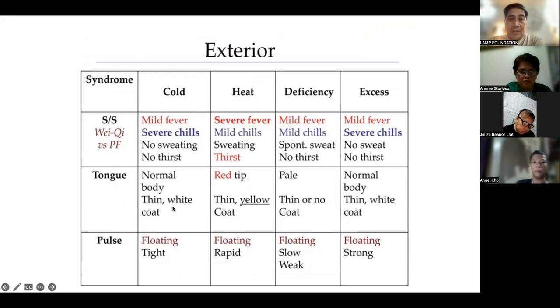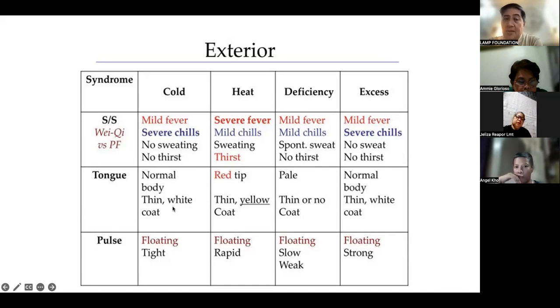So, pag exterior, we actually have a battle between Wei Qi and the pathogenic factor. Nagkokompetensya si Wei Qi pati si pathogenic factor. Okay, meron tayong wind cold or exterior cold, meron tayong exterior heat, then meron din tayong deficiency, may excess. Okay? So pag cold, mas marami ang chills kesa sa fever. Of course, cold eh. No sweating, no thirst. While heat, mas grabe yung fever kesa chills. Mild lang yung chills. And there is sweating and there is thirst.